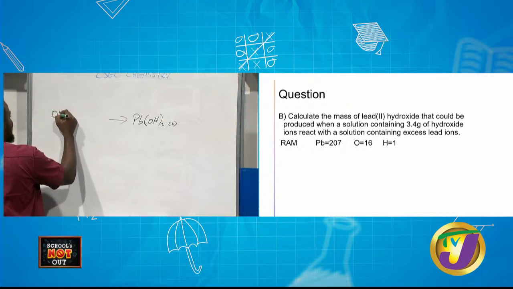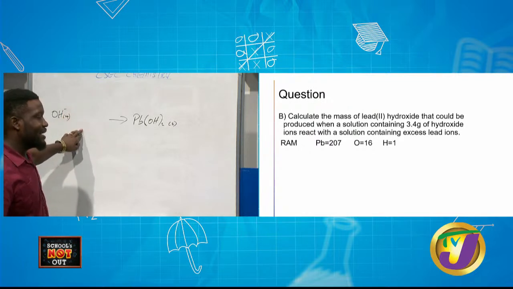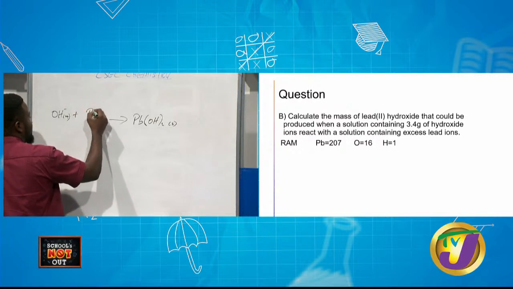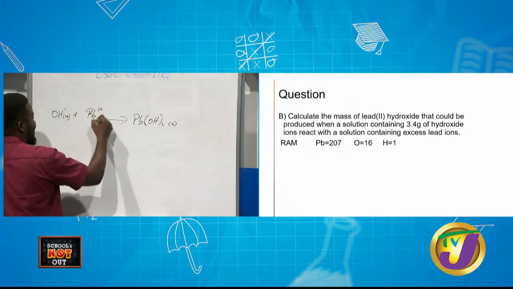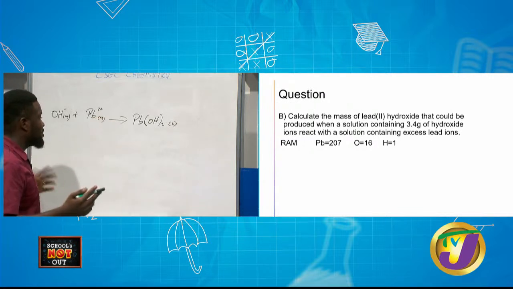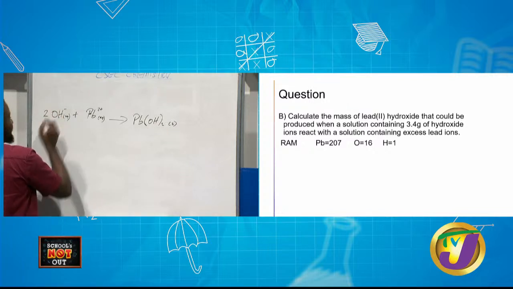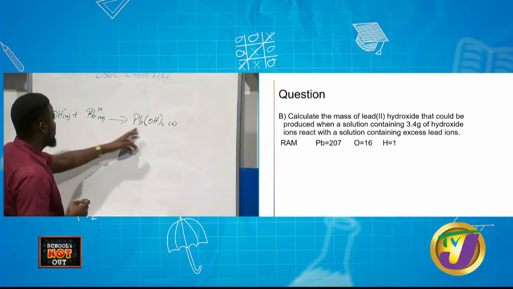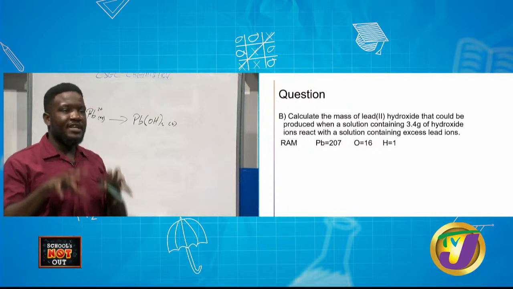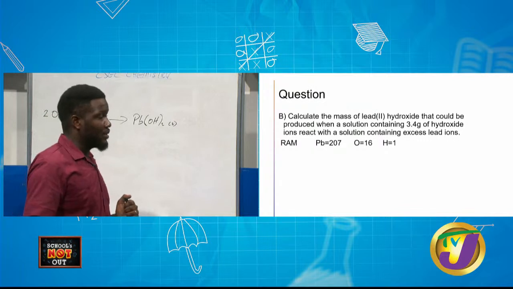So hydroxide will be a reactant. It reacts with excess lead ions, so plus Pb2+, also in the aqueous state. And now we have our equation, and all we need to do now is balance it. There are two OH on this side, so we'll put a 2 here. And one lead, and so it's now balanced. So what I've just done is pick out from the question and formulate my balanced equation.